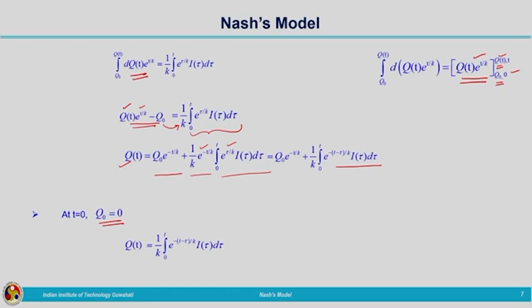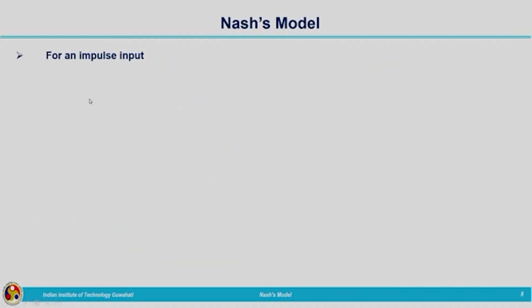Here we are considering q naught equal to 0 at t equal to 0. So, our q(t) will be taking the form 1 by k integral 0 to t e raised to minus (t minus tau) by k I(tau) d tau. This is the expression for q(t). So, here we are considering an impulse input. For an impulse input, I(t) is equal to 0 when t is not equal to 0.